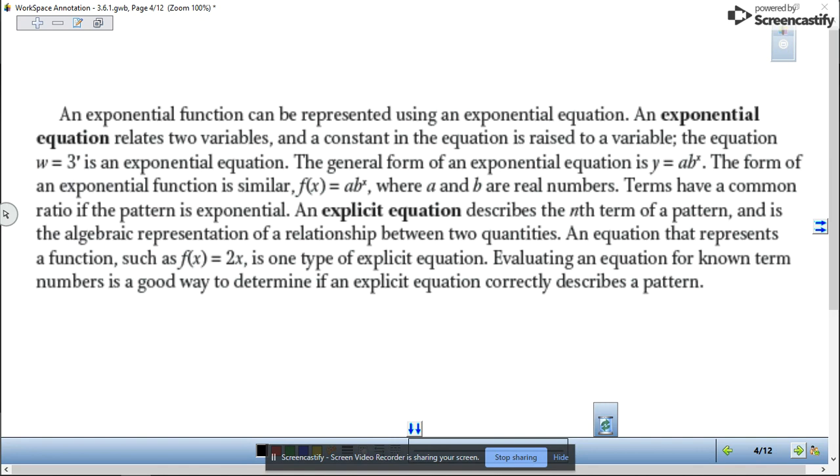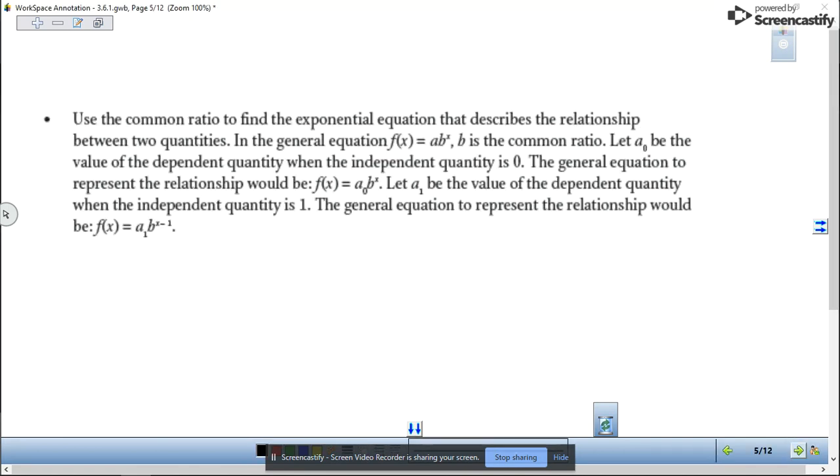An explicit equation describes the nth term of a pattern and its algebraic representation between two quantities. We're going to look at something here in just a second that is a little bit tricky with exponentials that we're really going to have to think about. The common ratio can be found in an exponential, and it describes a relationship between two quantities. b is your common ratio. In other words, it's the thing that you're multiplying or dividing by, depending on whether you're moving forward in the sequence or backwards. Let a sub 0 be the value of the dependent quantity when the independent quantity is 0.